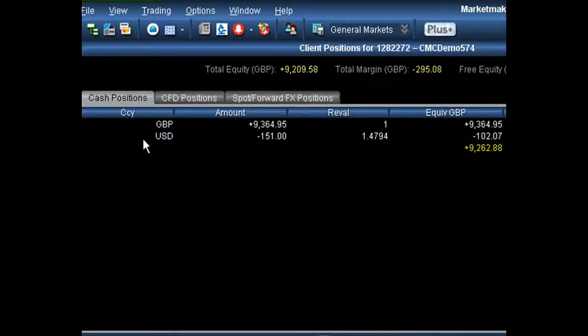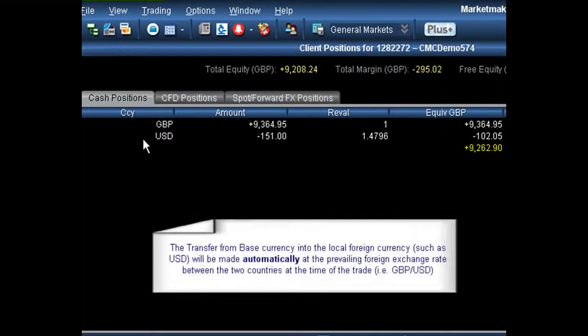Now, what actually happens is that when we transact a trade in a financial instrument outside of the UK, we will transact it in the local currency. So for example, if we traded on Google, we would have been trading in US dollars. What happens within the system is we will automatically transfer your pounds into US dollars to take out that trade. When we close out that trade, any profit or loss is realized in that foreign currency and will sit within our cash positions tab. So you'll notice here we have US dollars with a negative amount of 151 US dollars.